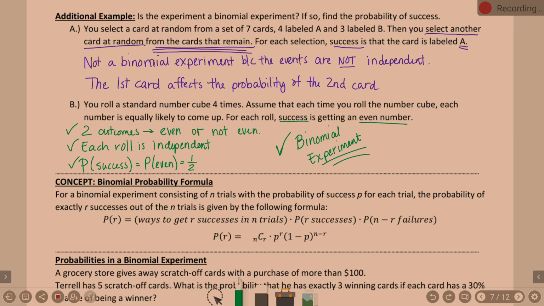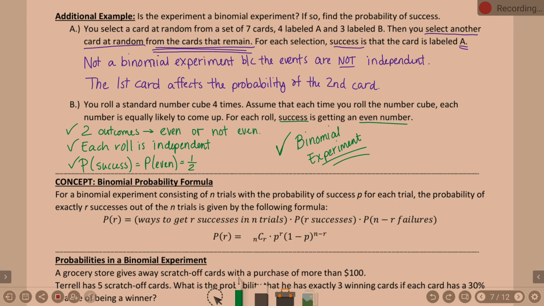Now, one last topic, and this is unfortunately the topic I did not get to in class. I may have to talk about more on Friday, we'll see. But the binomial probability formula, okay? For a binomial experiment consisting of n trials with the probability of success p for each trial, the probability of exactly r successes out of the n trials is given by this following formula.